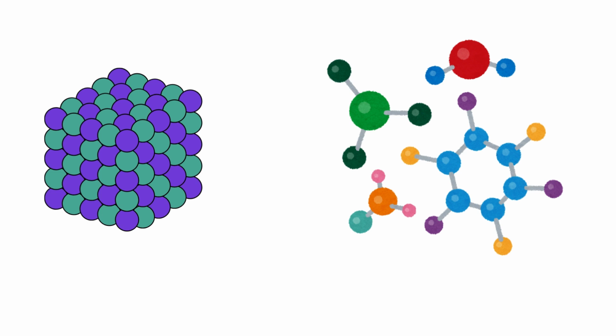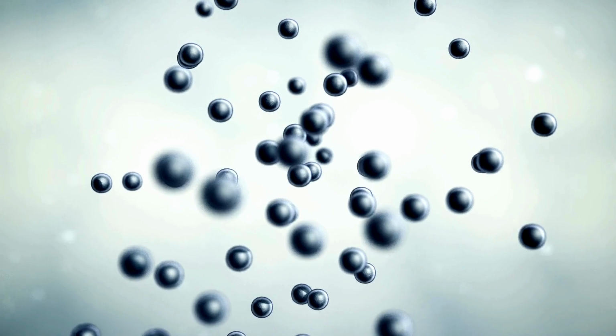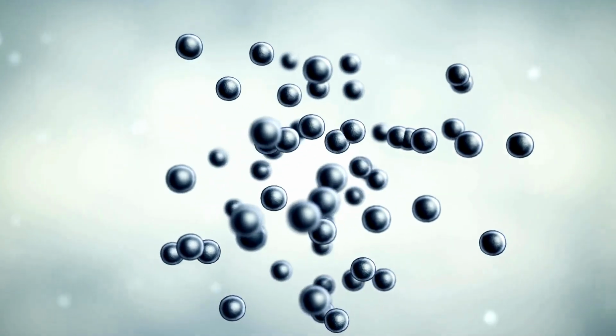Ionic compounds are formed from ionic bonds between metals and nonmetals, which are mostly positively and negatively charged, respectively.